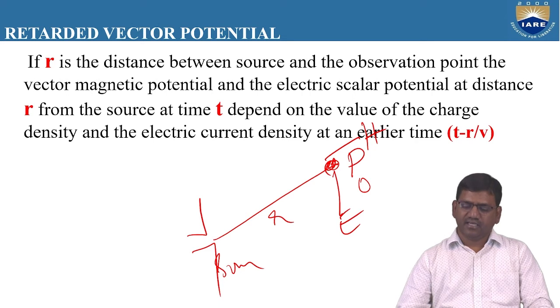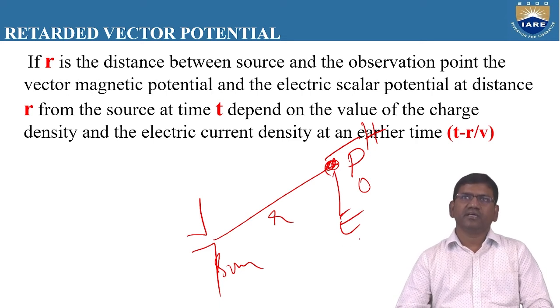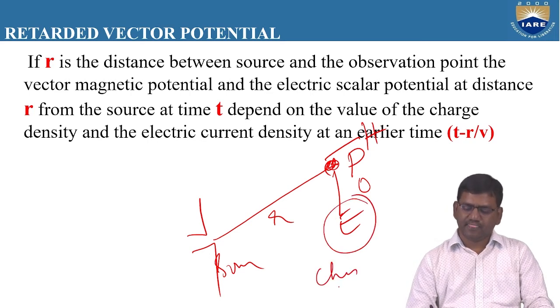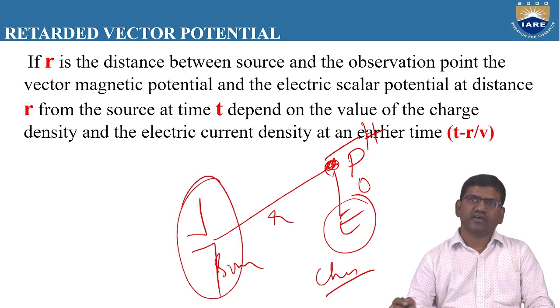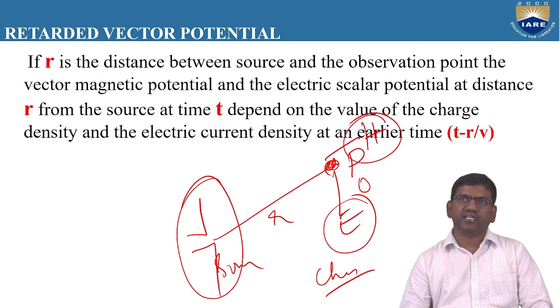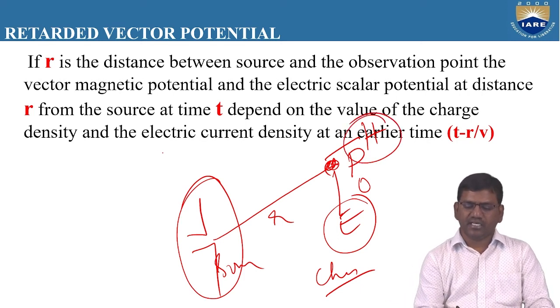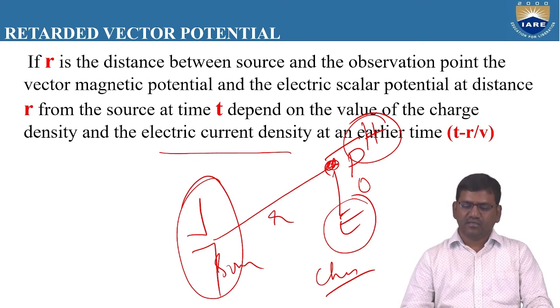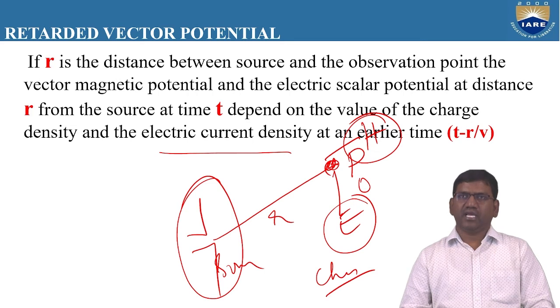That means here this E and H depend upon the charge density and the electric current density. The electric field depends upon the charge density, that means how much amount of current is being given. And the magnetic field, that is the magnetic vector potential, depends upon the electric current density. So here we are going to calculate the electric potential and the vector magnetic potential through some expressions.